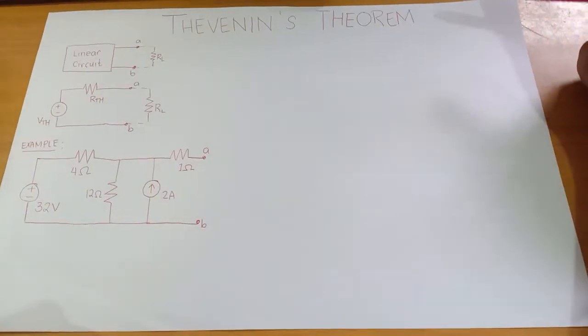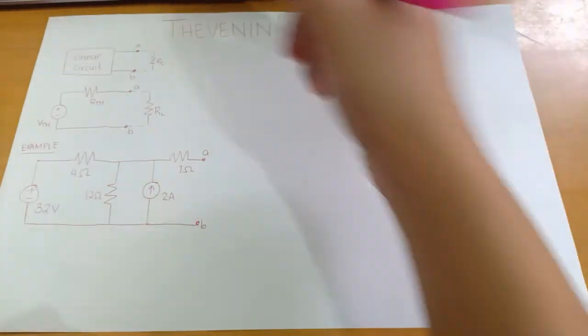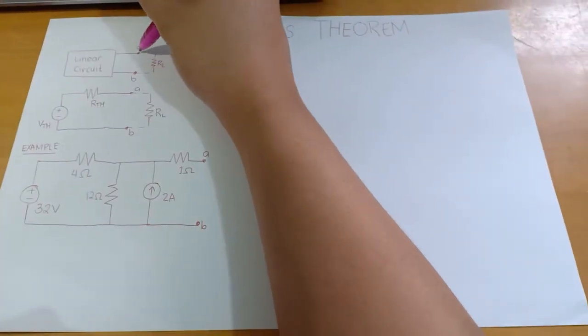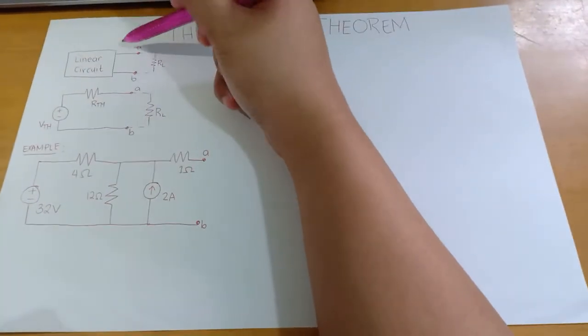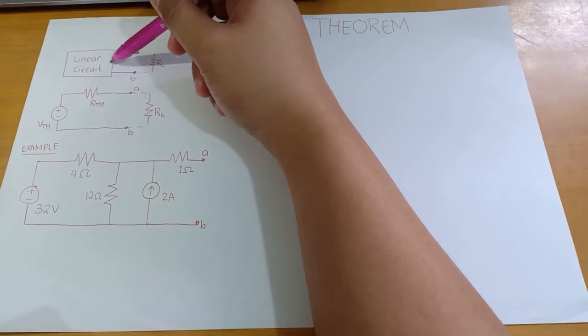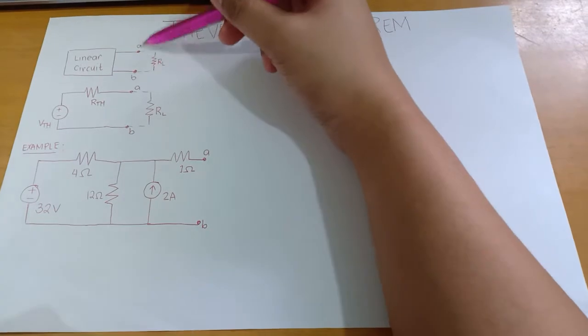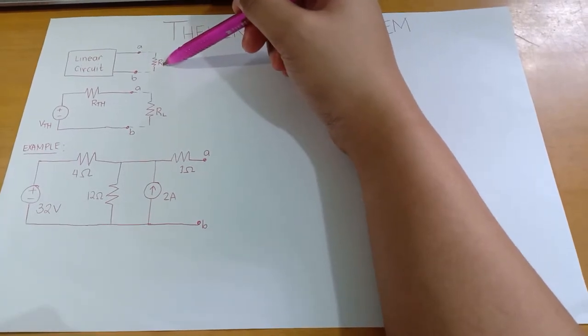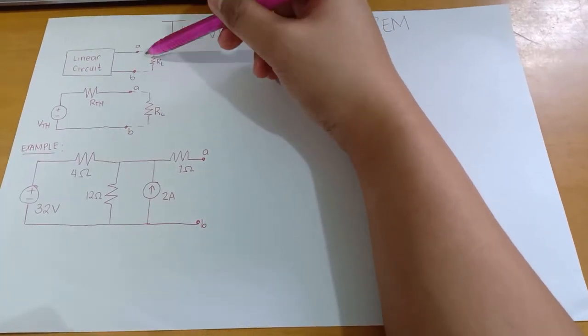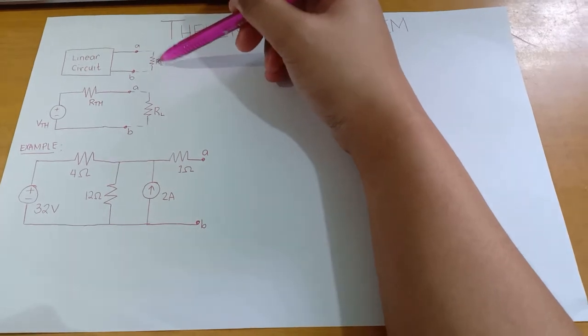Okay, so for today, we'll be discussing Thevenin's Theorem, or you can call it Thevenin kung gusto nyo. So, let's say we have this linear circuit dito sa left side ng points A and B. Tapos, meron tayo ditong RL. RL is just the load resistance. So, ito, pwede itong mag-iba-iba ng value.